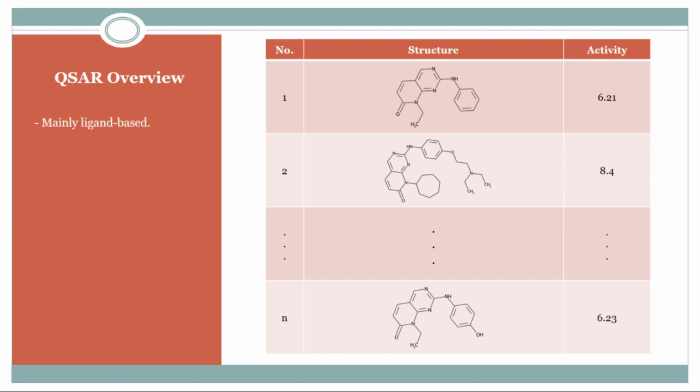So QSAR is mainly a ligand-based drug design method, which means that it requires a set of ligands with known activities to build a QSAR model. So as we can see here, for example, in this matrix, we are going to be dealing a lot with this type of tables or matrices where each row represents a chemical structure and each column represents a property of that structure.